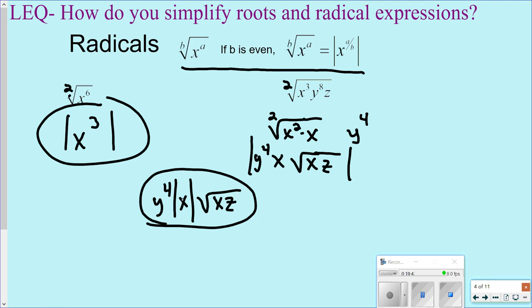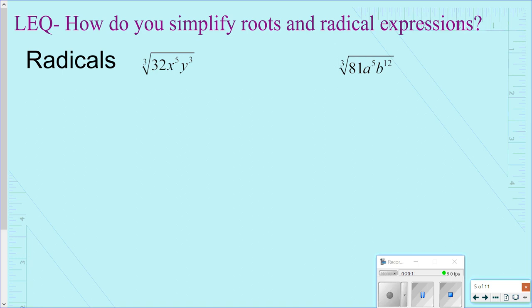So this is x to the 1st power, 1 is odd. That needs to keep the absolute value around it. Nothing else actually needs an absolute value. Even powers don't, and square roots don't. Just when the original was an even root and the exponent of the final answer is an odd number. Again, this is a 1. That needs an absolute value around it. Nothing else needs an absolute value.